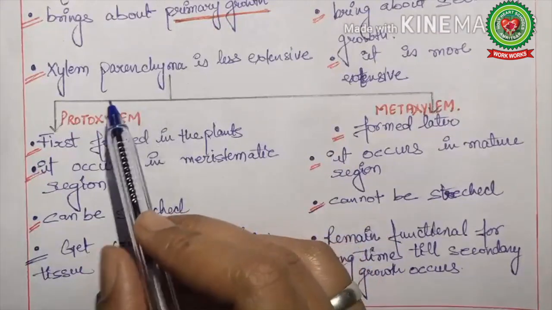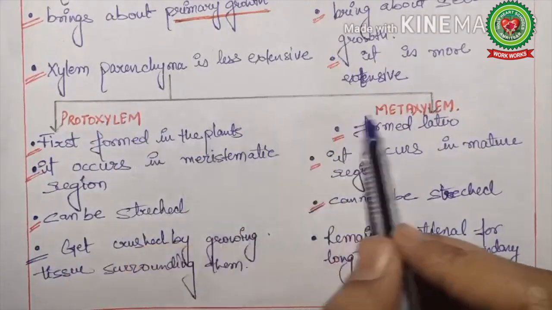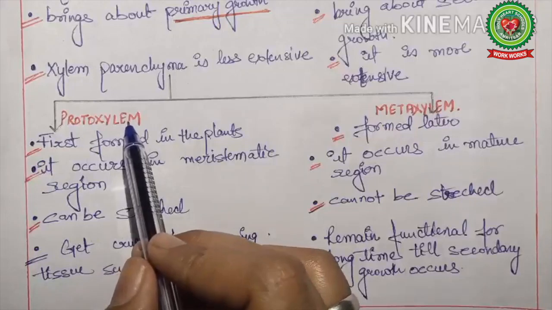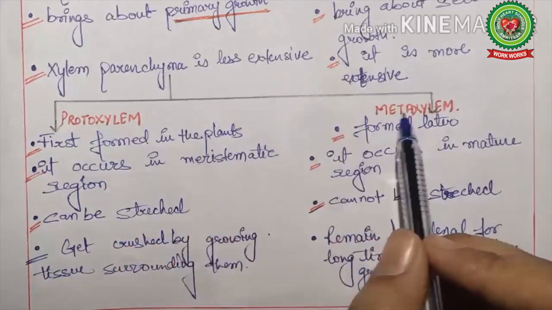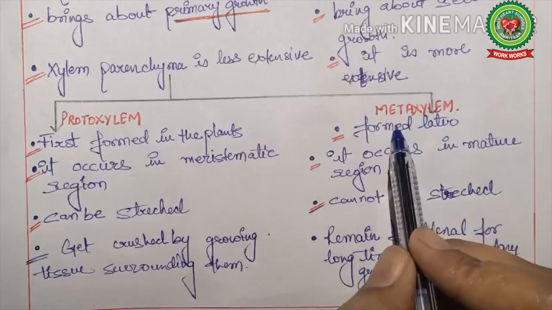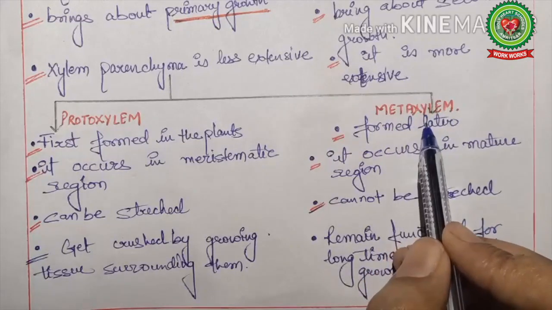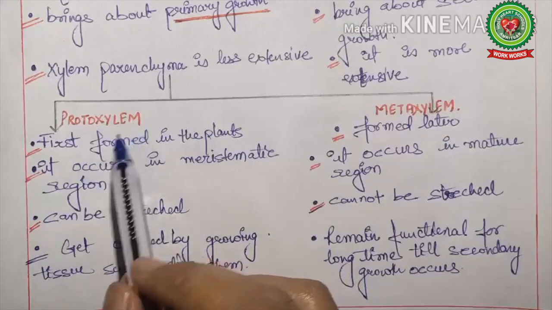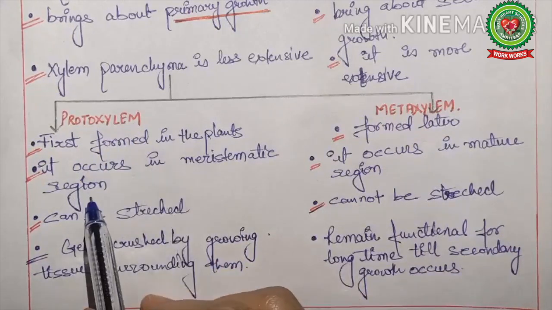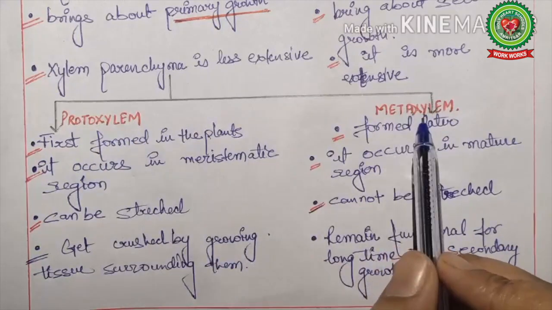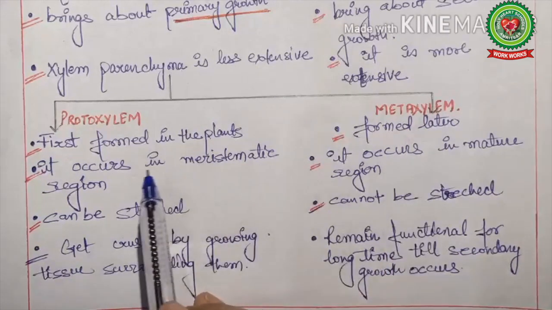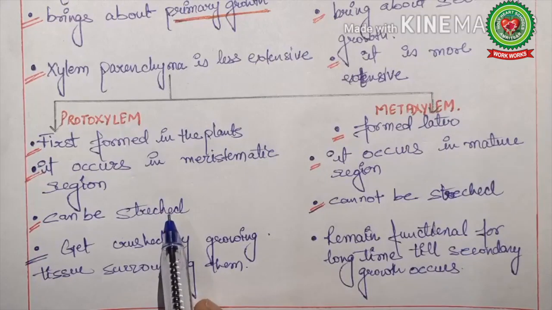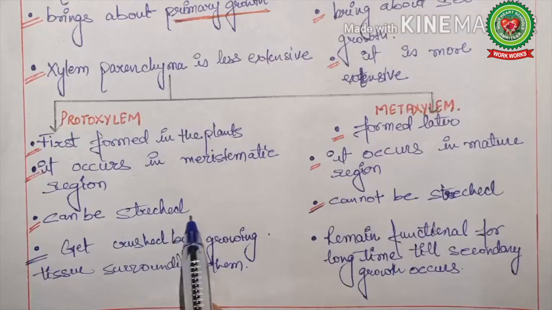Primary xylem can be divided into two types, protoxylem and metaxylem. Protoxylem is the first formed primary xylem in the plants, whereas metaxylem is the primary xylem which is formed later. Protoxylem occurs in the meristematic region, whereas metaxylem occurs in mature regions of organs. Now, they can be stretched as the lignin is not deposited over the entire wall.